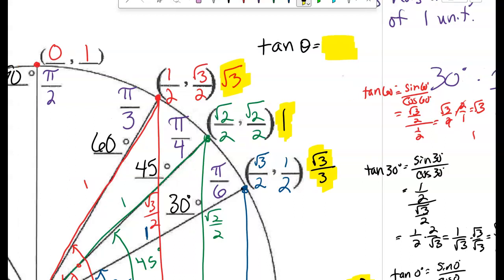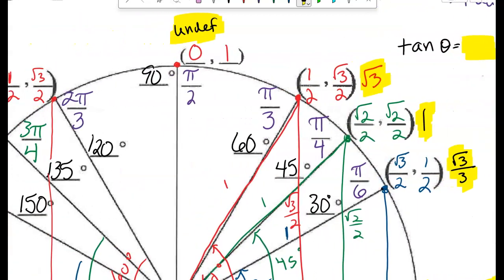Now I want you to think of the next one. What happens if I go sine over cosine for 90? What values do we get? 1 over what? Can we do that? No. So we call that undefined. So the tangent, notice we don't say no solution anymore because it's still describing the value. It's undefined.